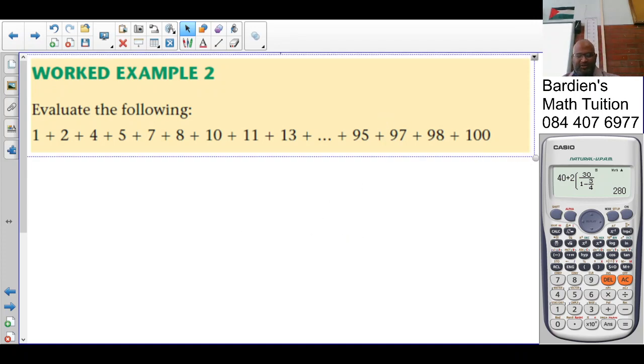Right, we're looking at example 2, and this is on page 26.